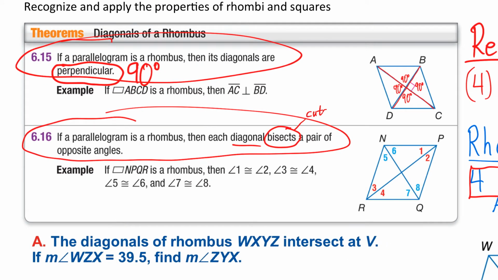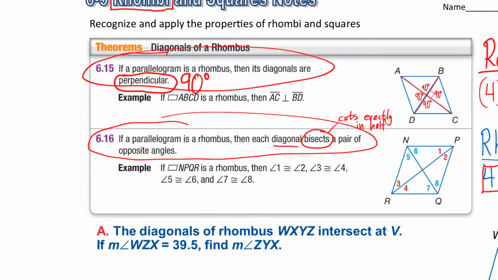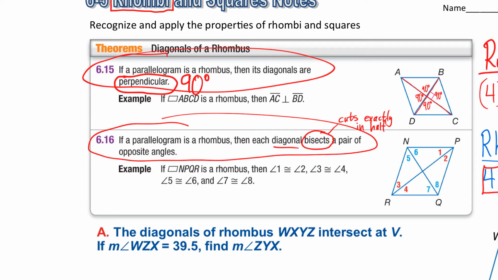Okay, good. We've talked about this a lot. It means to cut exactly in half. Okay? Cuts it exactly in half. So if it's a rhombus, the diagonal cuts the angles exactly in half.